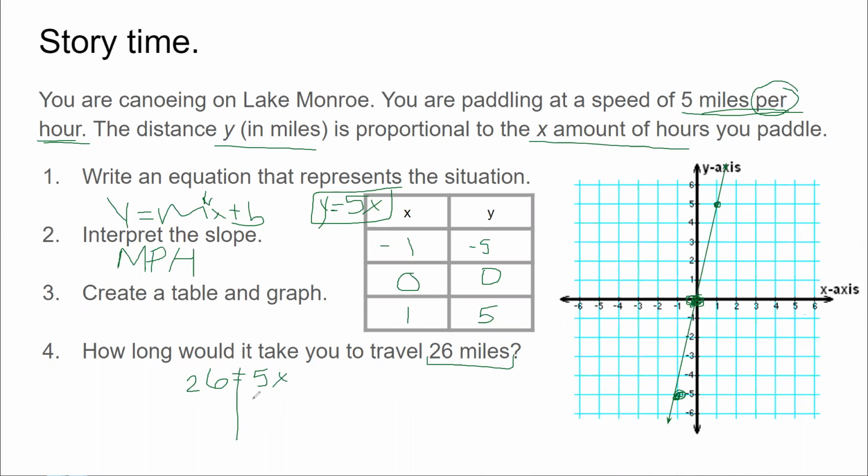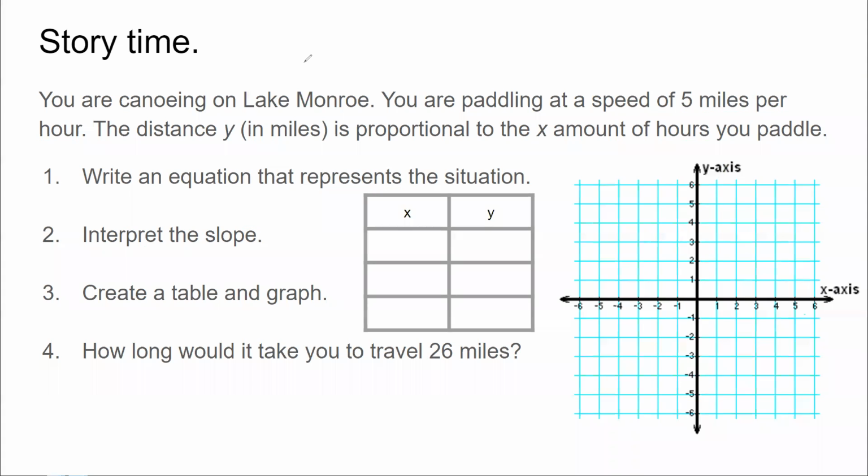Now it's just a one-step equation. I see multiplication, so I'm doing division. And that tells me that x equals 26 over 5, which, if I am doing the math correctly in my head, is 5.2. And then the label is the amount of hours. So it's just 5.2 hours. And that is our final answer.